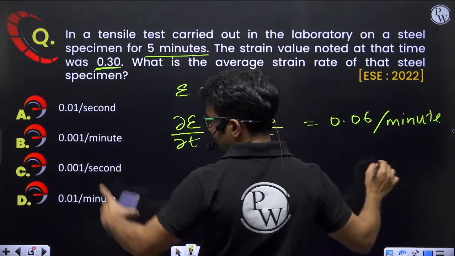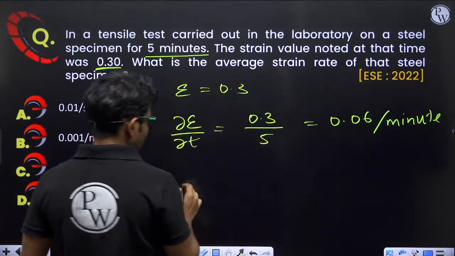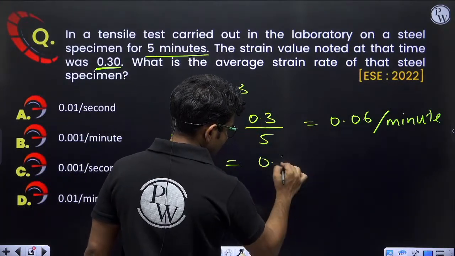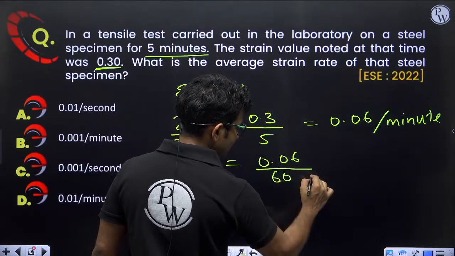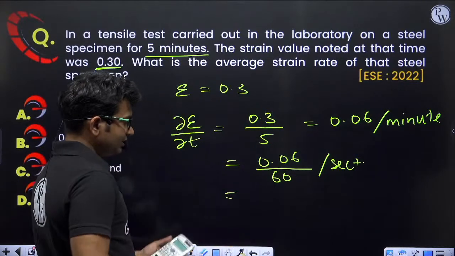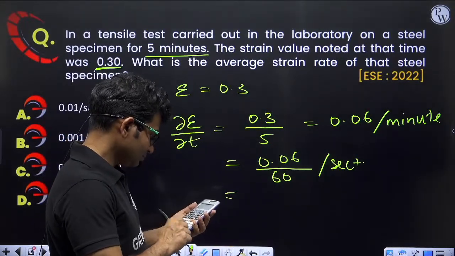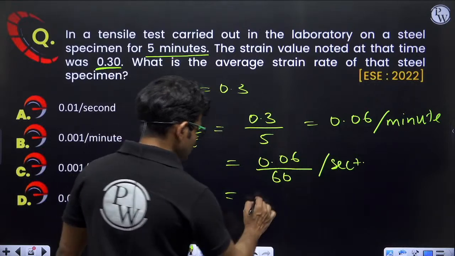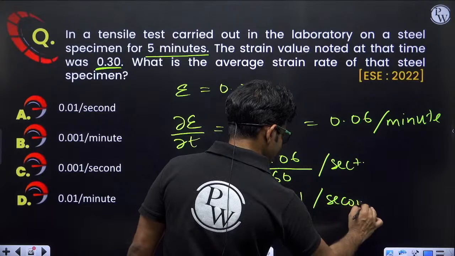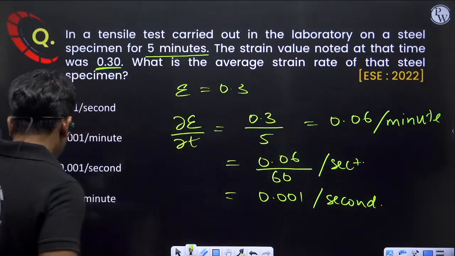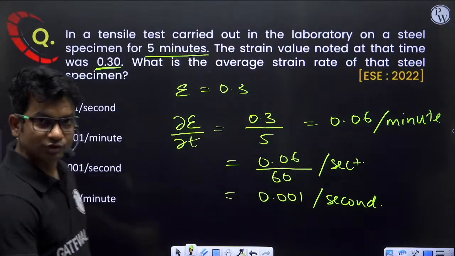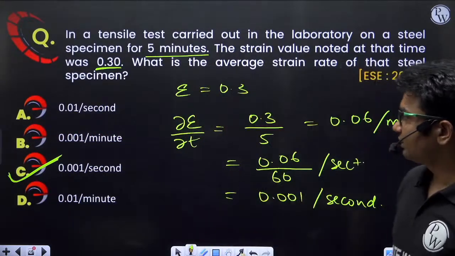Okay, any option matching 0.06? No. So we have to convert this into seconds. So 0.06 per 60 seconds. So 0.06 by 60, we'll be getting 1 by 1000. So 0.001 per second. The correct answer will be option C. Okay, so this is the strain rate. Let's move on to the next question.